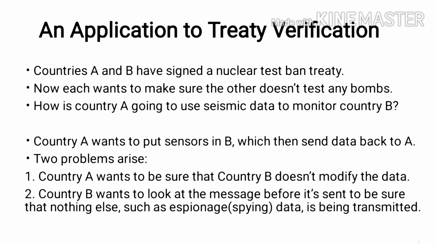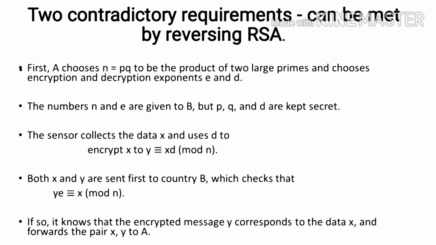Country A wants to put sensors in B, which then send data back to A. Two problems arise in this scenario. First, country A wants to be sure that country B doesn't modify the data. And the second one is that country B wants to look at the message before it's sent to be sure that nothing else, such as espionage data, is being transmitted. Espionage is the practice of spying, typically by the government, to obtain political and military information. This is the reason why country B wants to look at the message before it's sent. These seemingly contradictory requirements can be met by reversing RSA.